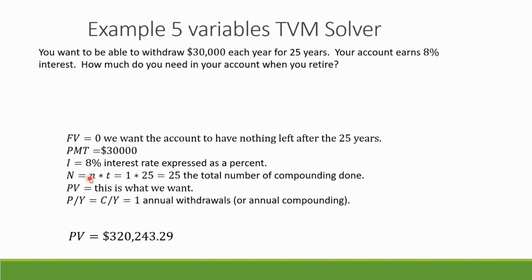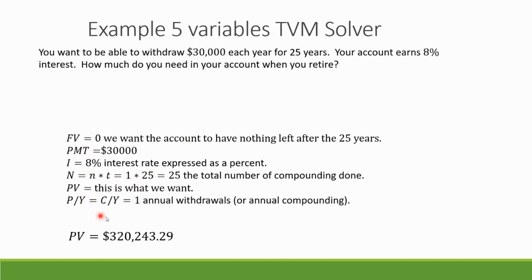Capital N is little n times t, which is 1 times t, which is how many times the account is compounded throughout the whole scenario, right? It's once a year, 25 years, so 1 times 25, which is 25. PV is what we're looking for. PV is how much is in the account now, the present value.